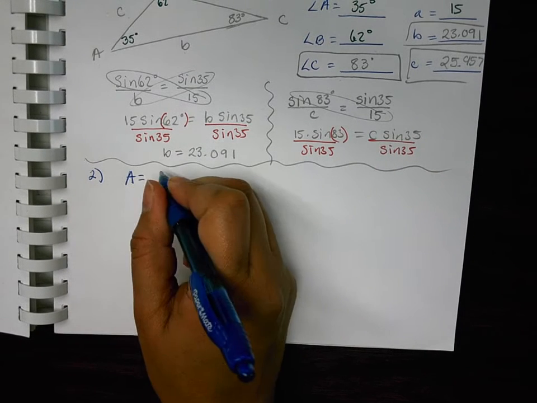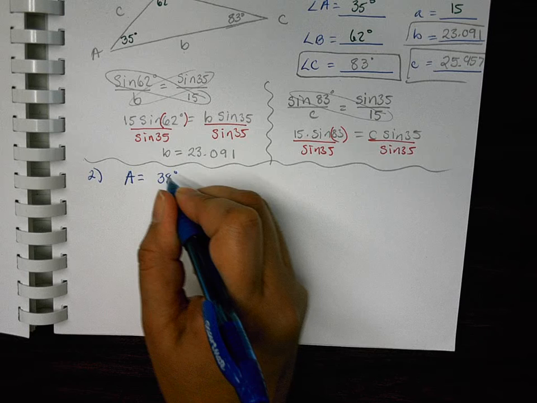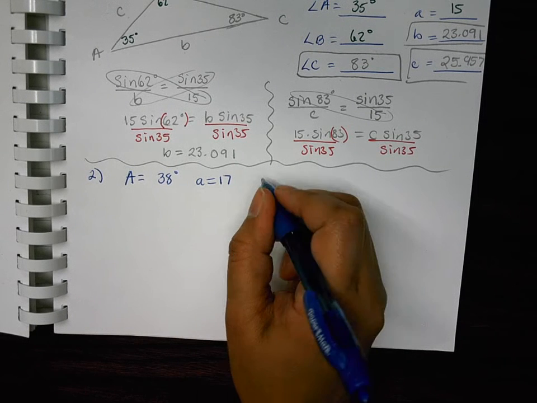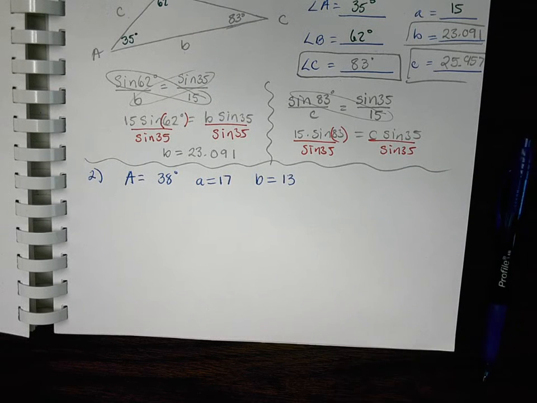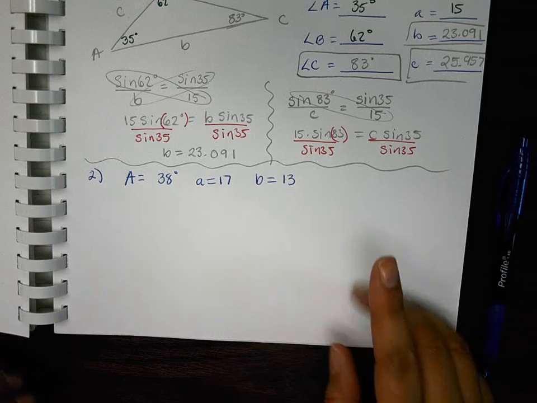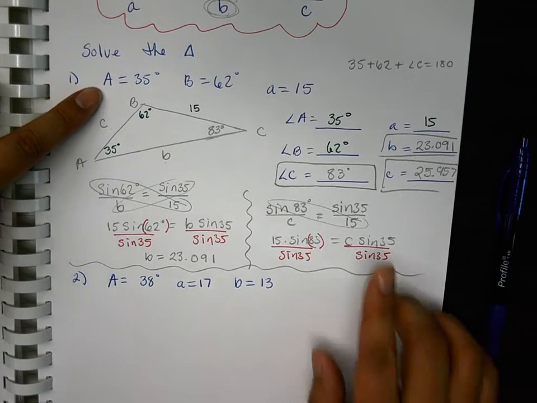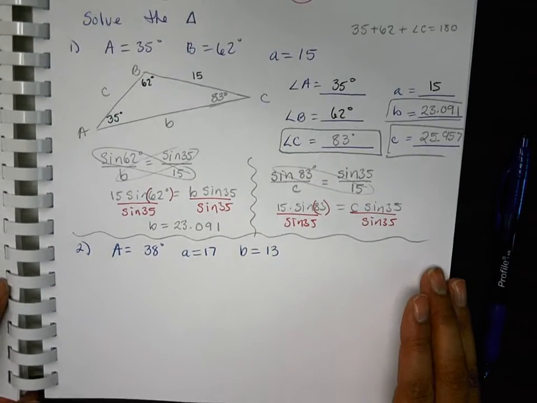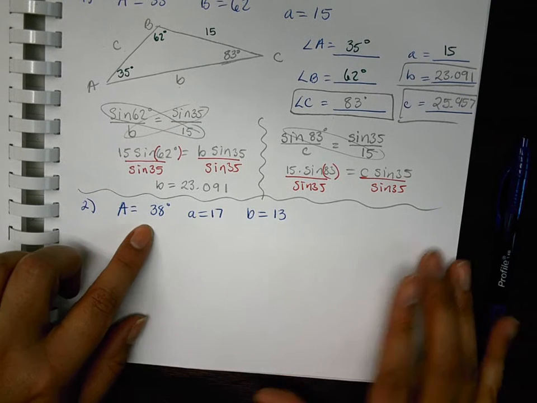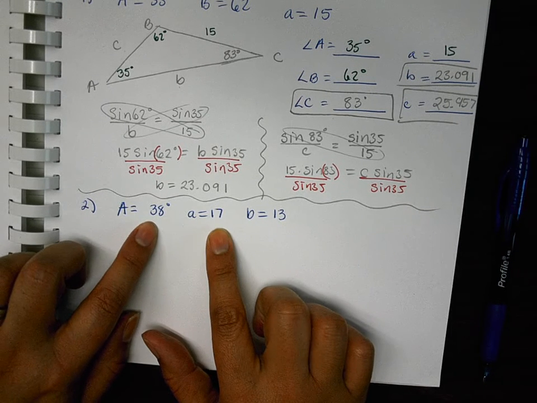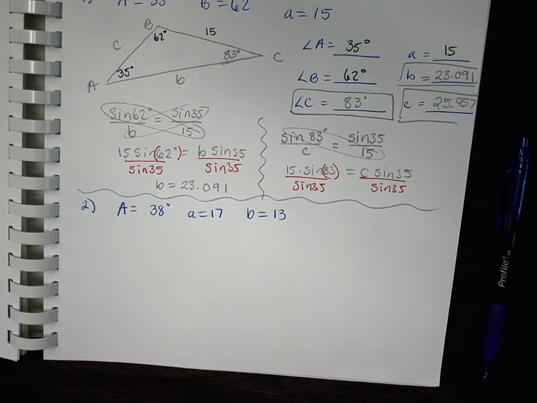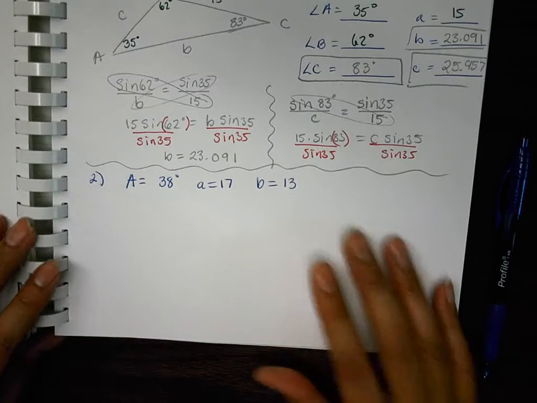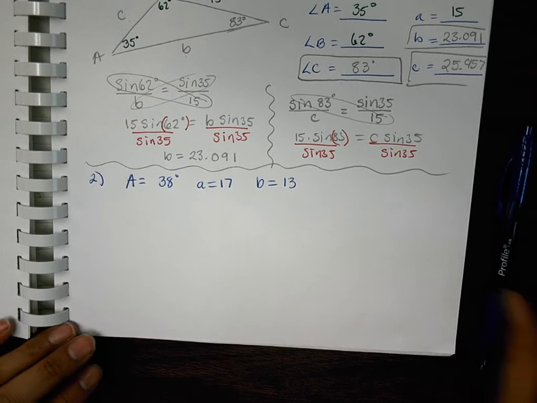Next one, A is 38 degrees, little a is 17, and little b is 13. When you're using law of sines, like I stated earlier, you will always need to know an angle and its corresponding side. Here it was angle A, side A. What is it here? Is it the same thing? Angle A, side A? Will it always have to be A with A? No. If they gave you angle B, side B, would that be okay? Yes, but you will always need one set given in order to use the law of sines.